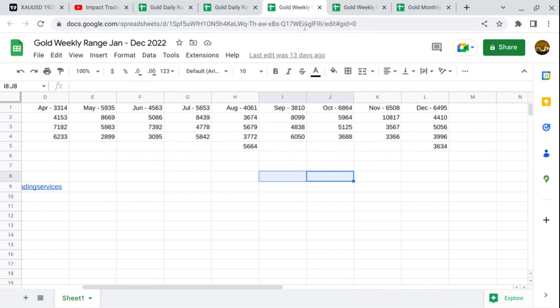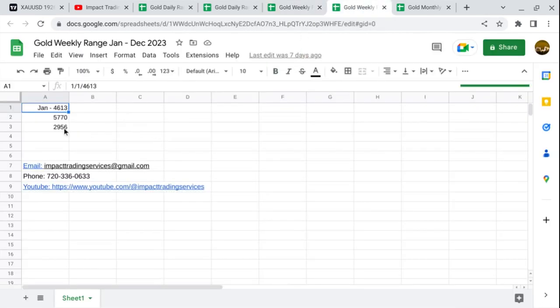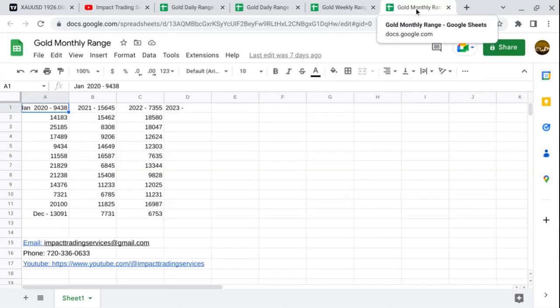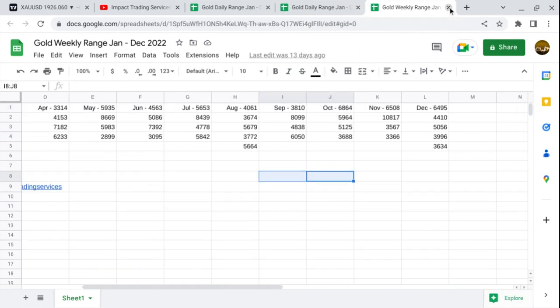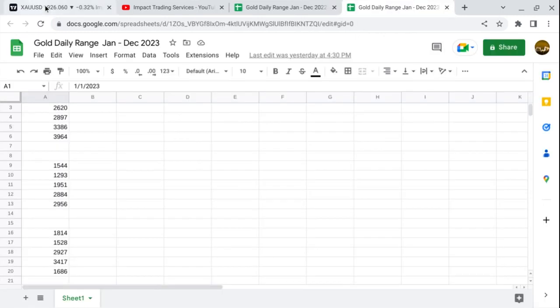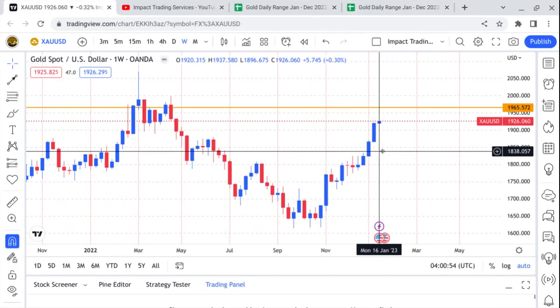So what we'll do here is let's look at January. 4,600, 6,000, 4,500, 5,700, close to 6,000, and 3,000. So we have week 4 coming up in January. So what we'll do is use that information on these weeks to go back to our charts and say, all right, this week is starting here.